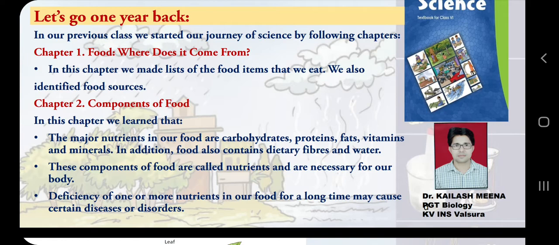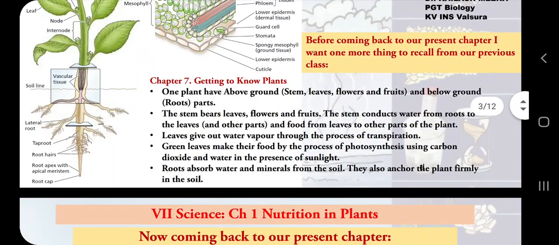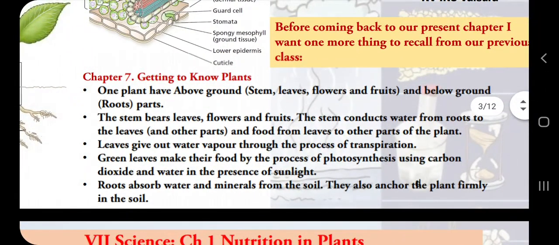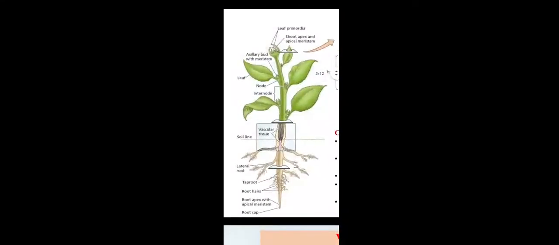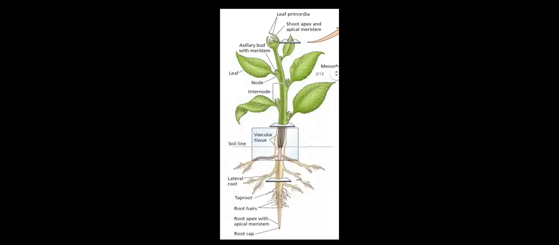Apart from these two chapters, I need to recall one more chapter from class 6 science which is very essential to understand the process of photosynthesis, or nutrition in plants, because that was about Getting to Know Plants, chapter 7. That chapter gave us some idea about the structure of a plant. So if you want to study any process in a plant, we need to be familiar with the structure of the plant. A plant has two parts, one is the above ground part and the other is the below ground part.